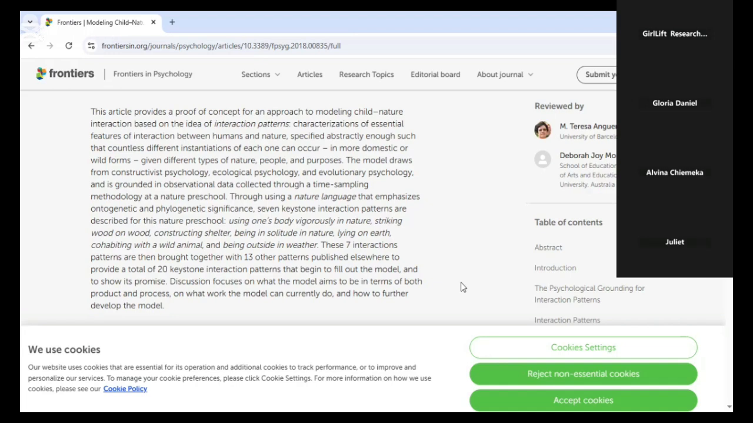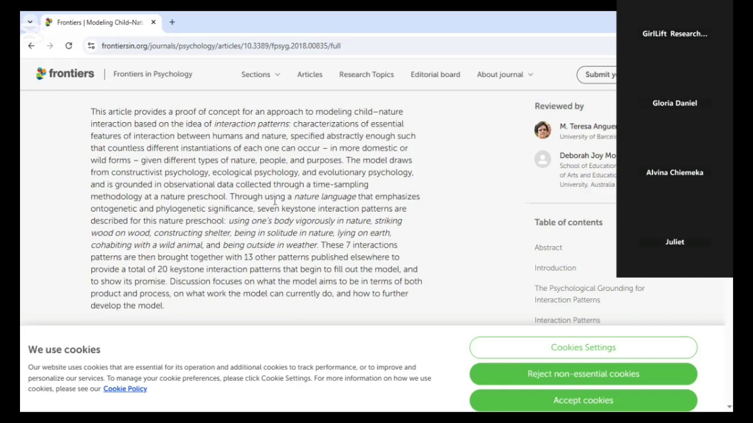The article is trying to provide a proof of concept for an approach to modeling child-nature interaction. Okay. I think, but this sentence is too long, so it's hard really to pinpoint. Yes. Okay. Do we agree with her? Any other ideas? Gloria, Juliet, Piamaka, please, I want to hear your thoughts. So we can run this through. So you're right. That's the objective, right?